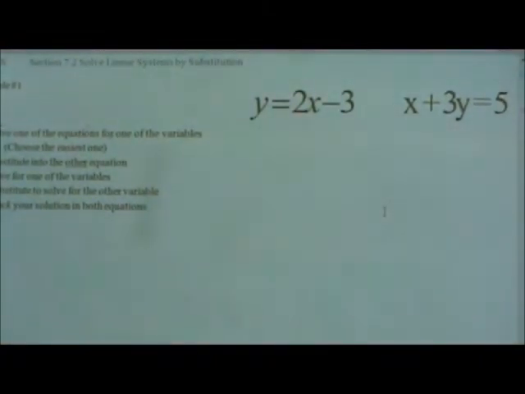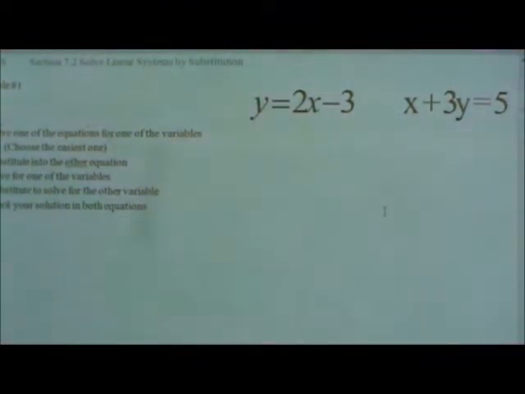Alright, for substitution, what we need to do is we first need to solve one of the equations for one of the variables. And it says there, choose the easiest one. What that means is you don't want to make it more work on yourself, and you frankly want to make it happen as quick as possible.